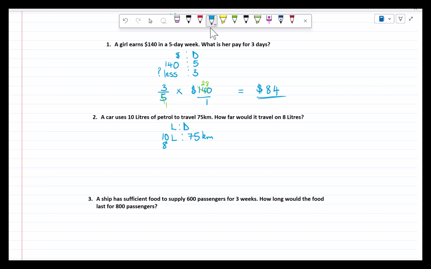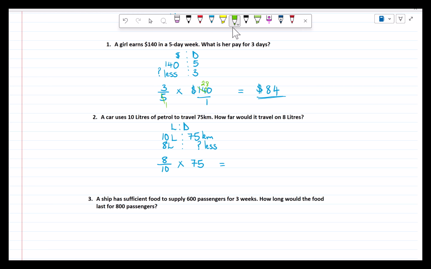So we have 8 on this side, and we're saying 8 liters would travel an unknown distance for now. Comparing 8 to 10, 8 is less than 10. So the car is going to travel a lesser distance. So we are going to put less right here. And since it is less, we'll take the smaller number between 8 and 10, which is equal to 8. So we say 8 over 10 multiplied by 75 kilometers.